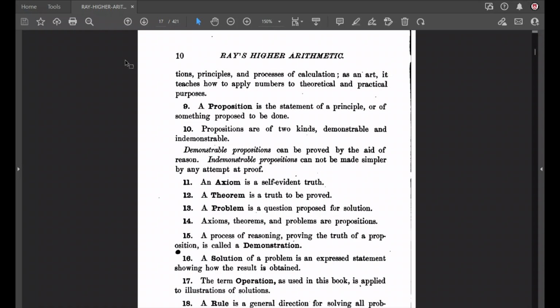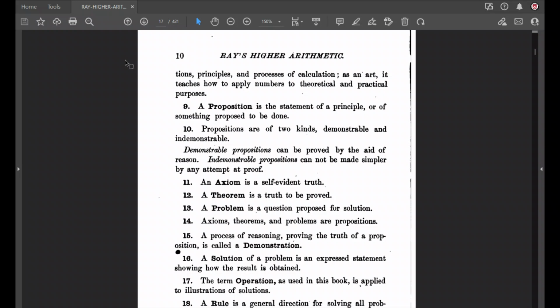An axiom is a truth that no one can deny. No one needs it to be proven. No one will question it. It's self-evident. Everyone can see that it's true. That's what an axiom is.